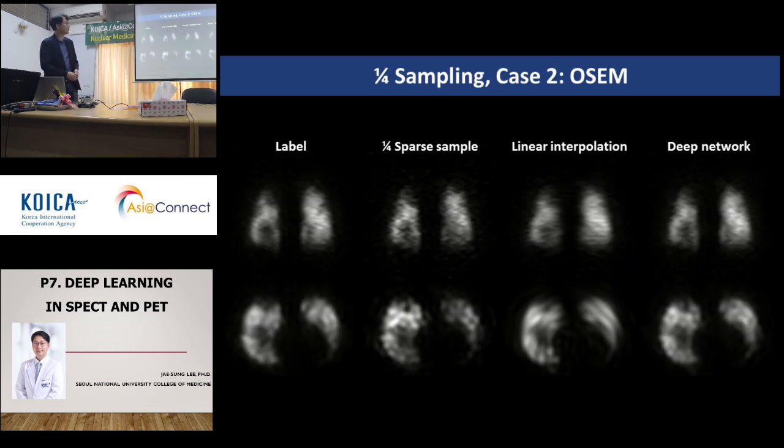So this is another case of the four times undersampled data. The undersampled data causes this kind of noise, and linear interpolation makes the artifact. The deep learning outcome is quite similar to the original. Personally, I think this kind of super resolution technique would be quite useful for other modalities, like CT and even MRI.